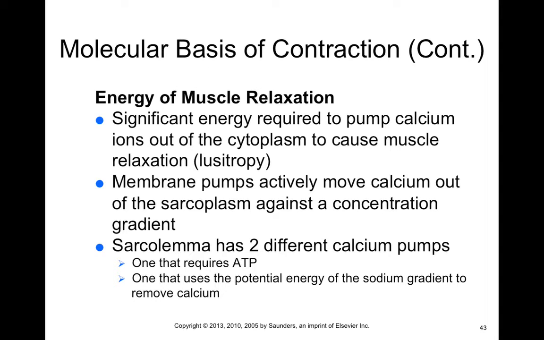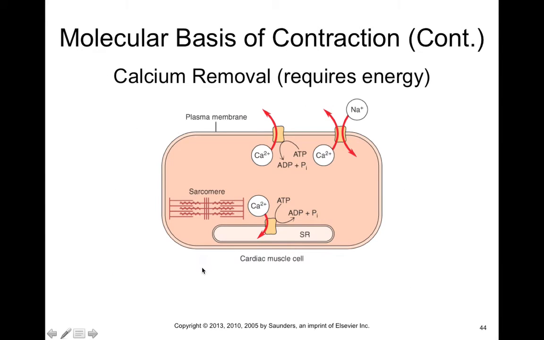So it does take a lot of energy to have a muscle cell contract, but it also takes energy for muscles to relax as well. So it takes ATP to help power these membrane pumps that can pump calcium back out of the cytoplasm, back into the sarcoplasmic reticulum, or out of the muscle cell.